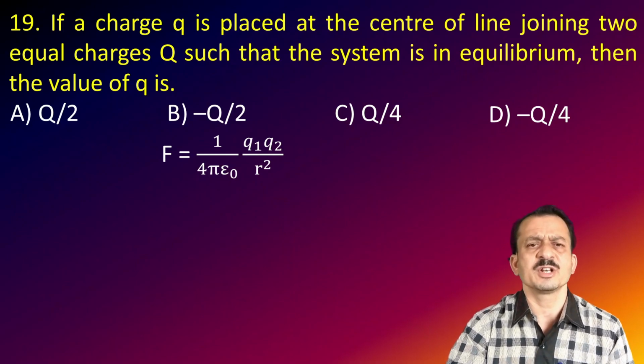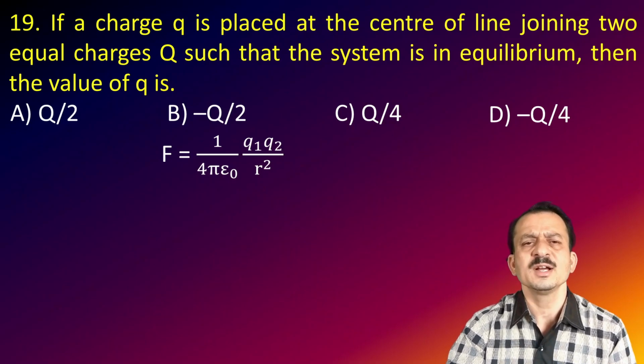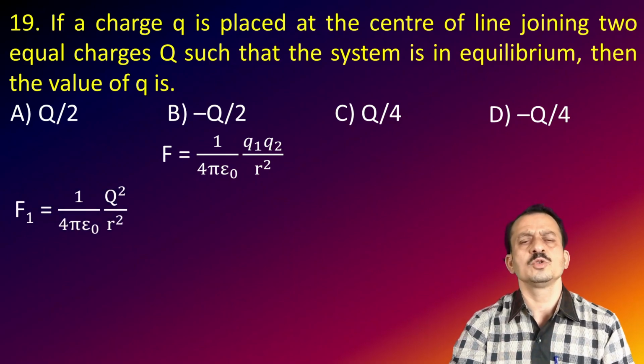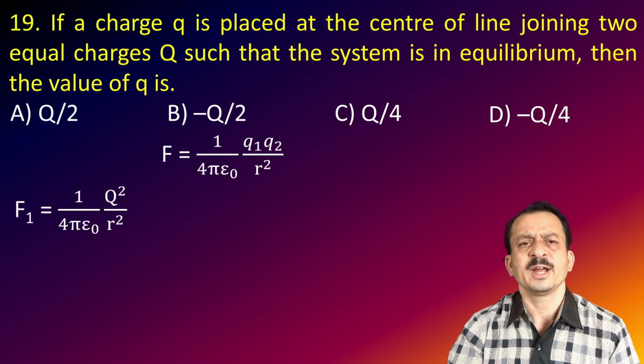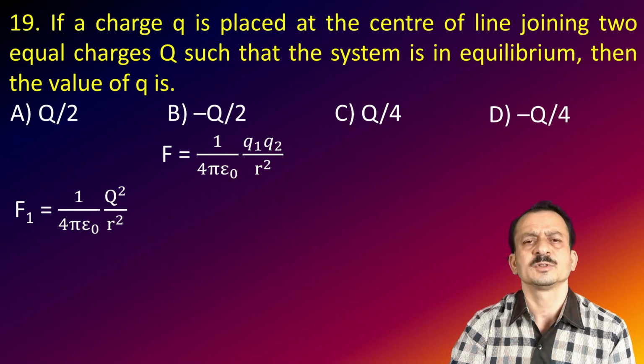That means if you take any one capital Q charge on one side, and calculate the force due to the other capital Q charge and the force due to the small q charge, the resultant force should be 0. Sum of those two forces should be 0. So that concept we are going to make use of. Now let me calculate the force due to the end charges capital Q, capital Q. That is F1 is equal to 1 divided by 4 pi epsilon naught Q square by R square.